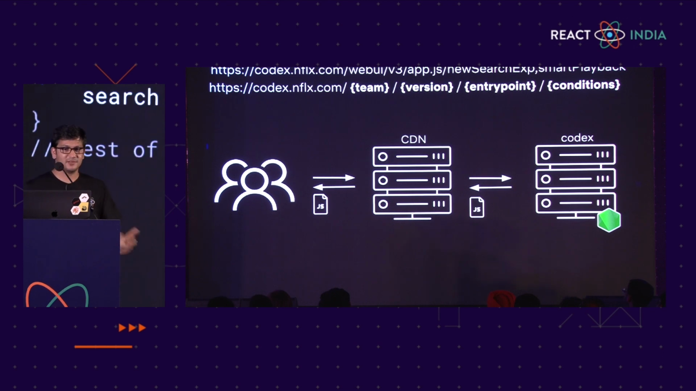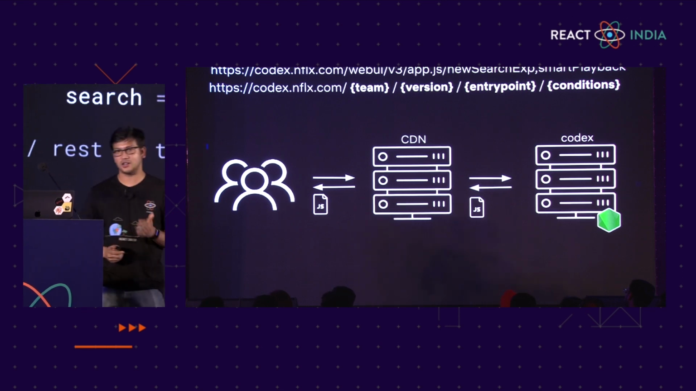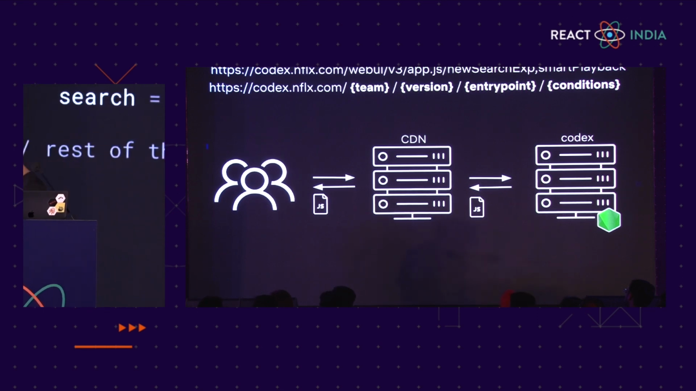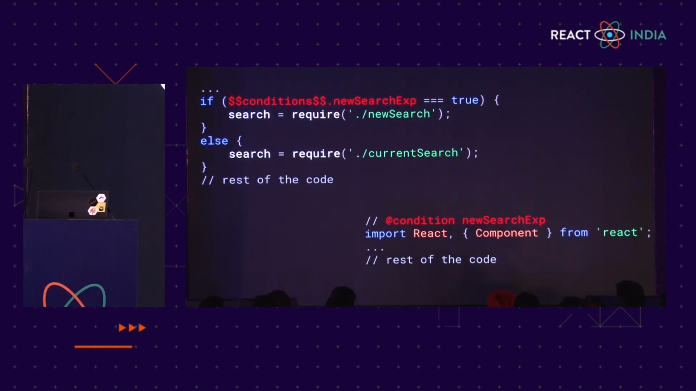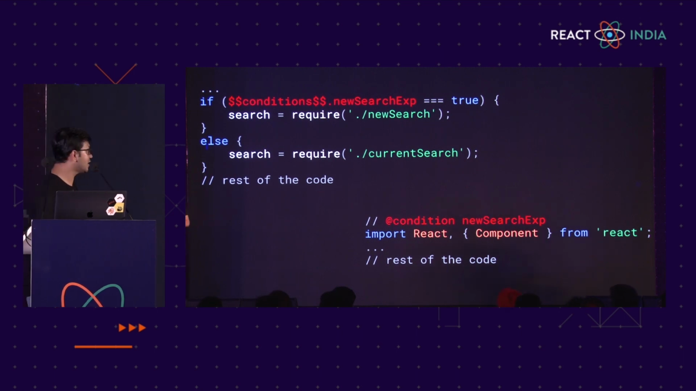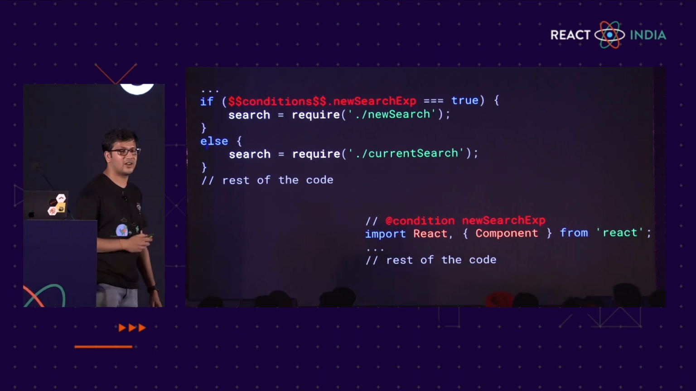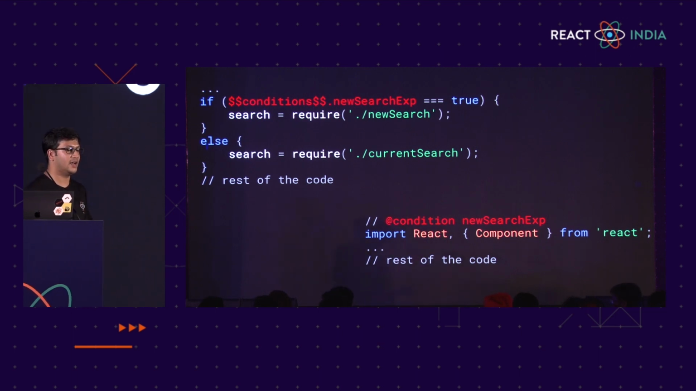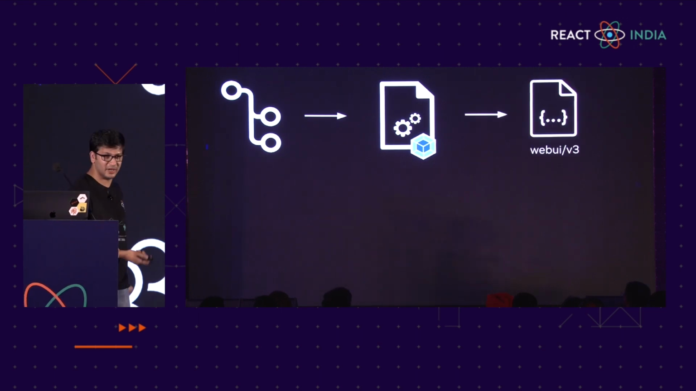So in summary, developers use our syntax. They explicitly mark the different conditions and the different UI experiences that are gated. We run the Webpack build with our plugin. It looks at your source code and generates the artifact. You give that artifact to your Codex servers, and your Codex server is now ready to take traffic. So this is the exact system that we built.